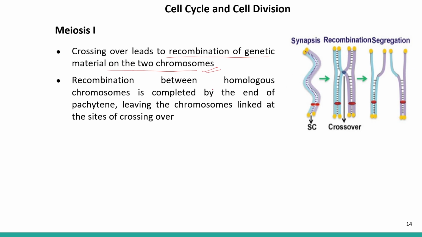Okay, so recombination between the homologous chromosomes is completed by the end of the pachytene. So pachytene is the particular step of prophase 1 in which the crossing over takes place, leaving the chromosomes linked at a site of the crossing over. So we can see at one particular site the chromosomes, before getting segregated, there is a point there. We can see that at this particular point, the crossing over has taken place.